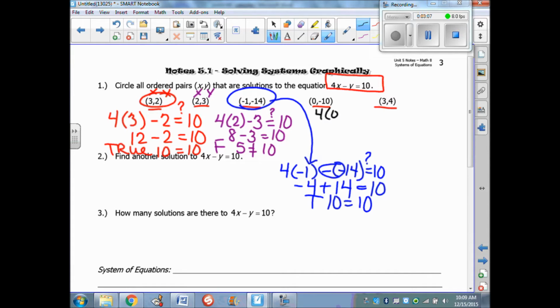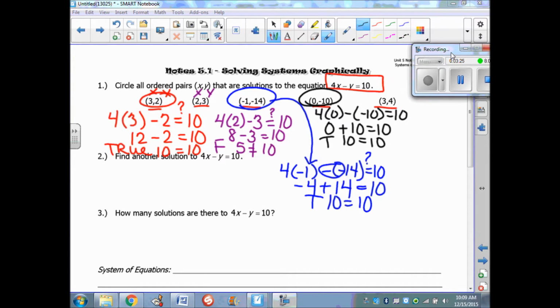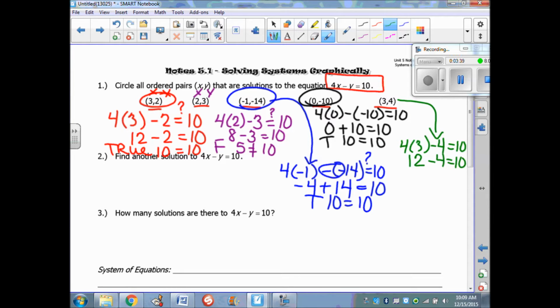Let's continue and try (0, -10). So 4 times 0 minus a -10, does it equal 10? 0 plus 10, wow, that equals 10. So that's true. So (0, -10) is a solution. Let's try one more, (3, 4). So 4 times 3 minus 4, does that equal 10? 12 minus 4, again I put that question mark over it. Does 8 equal 10? No, it doesn't. That's false. So that's not a solution.